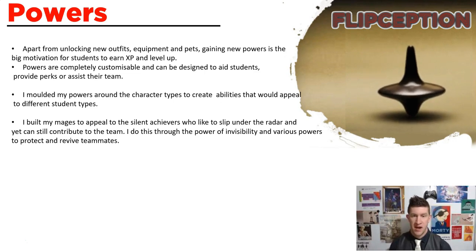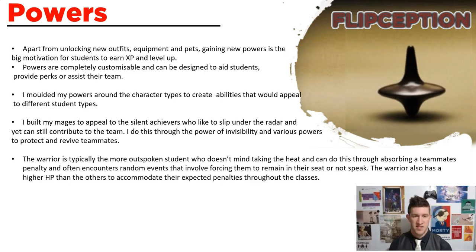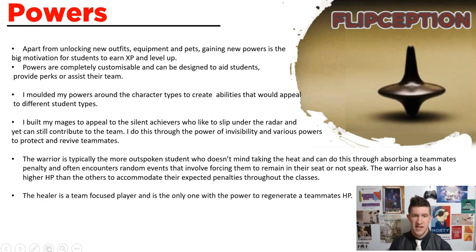I did this through the power of invisibility and various powers to protect and revive teammates. The warrior is typically the more outspoken student who doesn't mind taking the heat, and he can do this through absorbing a teammate's penalty and often encounters random events that involve forcing them to remain in their seat or not to speak. The warrior has a higher HP than others, and this can be used to accommodate their expected penalties throughout the classes. The healer is a team-focused player and is the only one with the power to regenerate a teammate's HP. All characters have the higher level powers to aid them in testing and assignments.